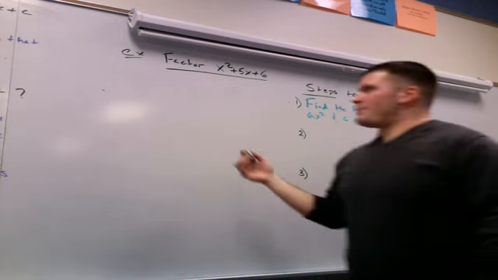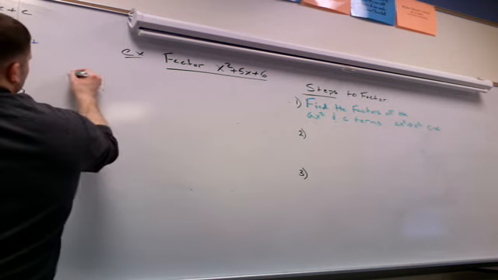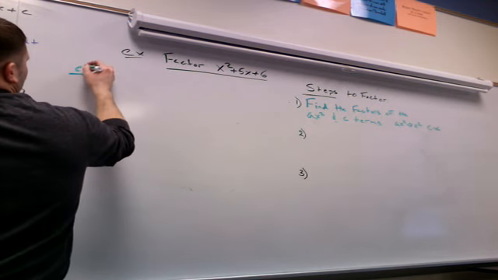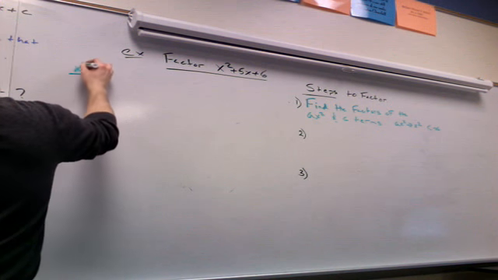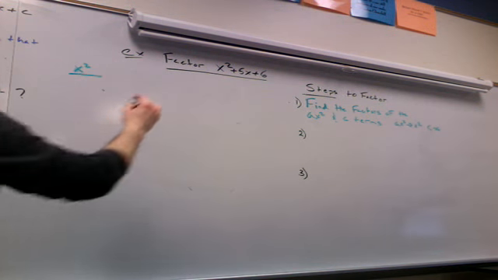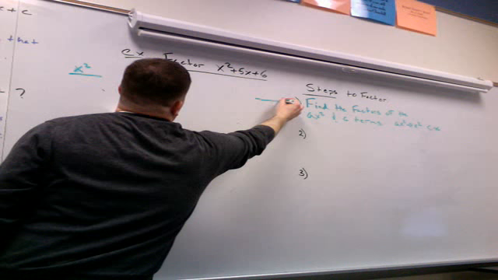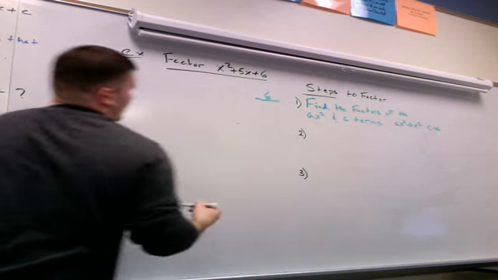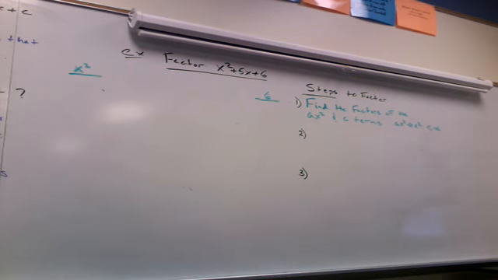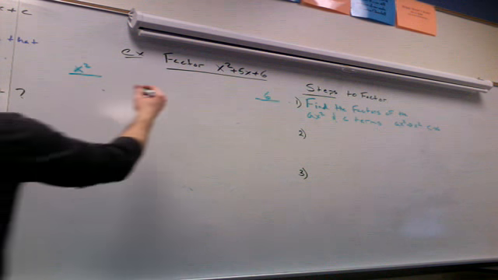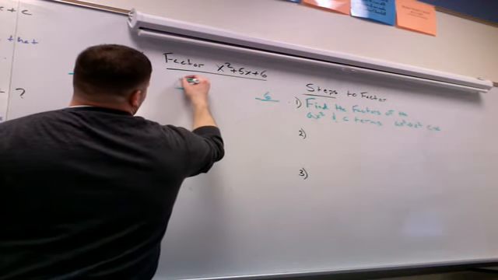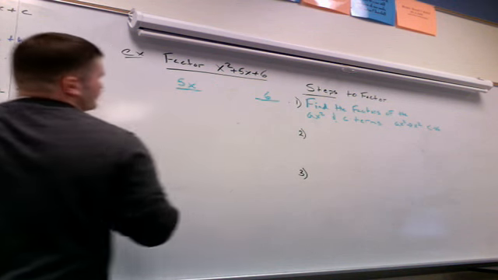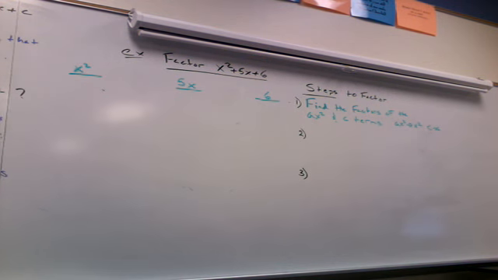Now when I'm doing this on my paper, I like to make 3 columns. One is for my ax squared term. One is for my c term. What do you think the third one's for? Bx. Okay? The third one's for my bx term. Okay? So, let's find the factors. What are the factors of x squared?